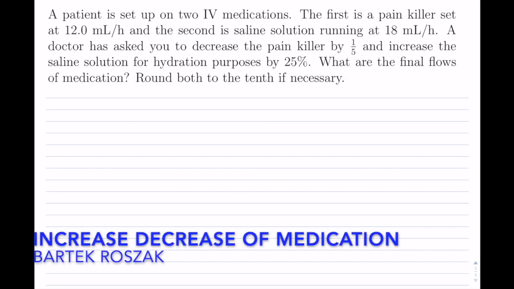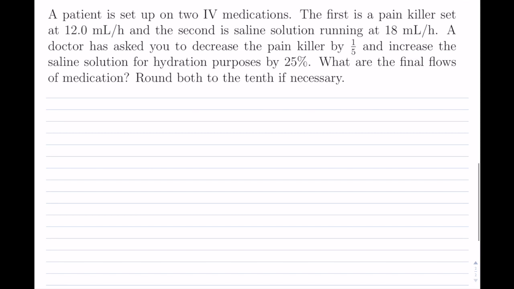A patient is set up on 2 IV medications. The first is a painkiller, and it's set at 12 milliliters per hour. And the second is a saline solution, and it is running at 18 milliliters per hour. So we have a painkiller and this solution.